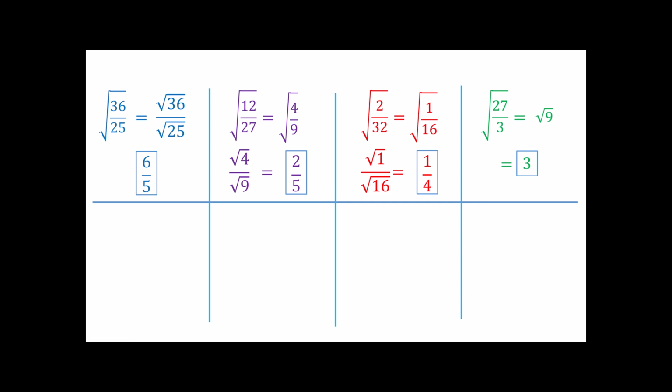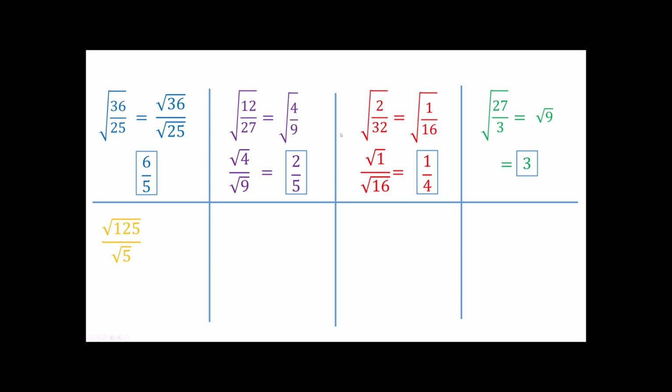Notice that when I do that, it comes out as a 3. This is an example of when it's easier to simplify first than to square root the pieces, because radical 27 would give you something fairly complicated. Radical 3 would also be an irrational number.